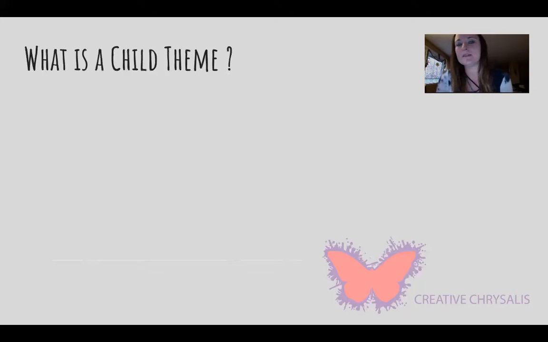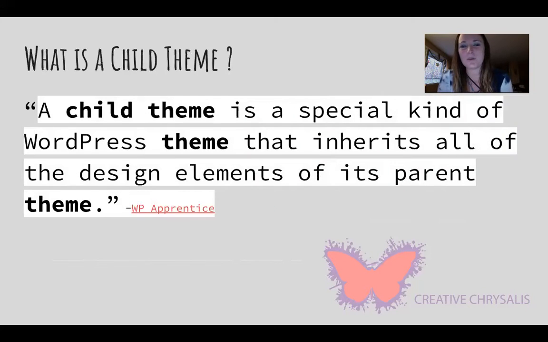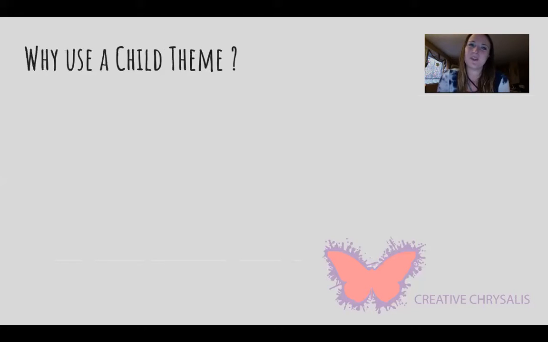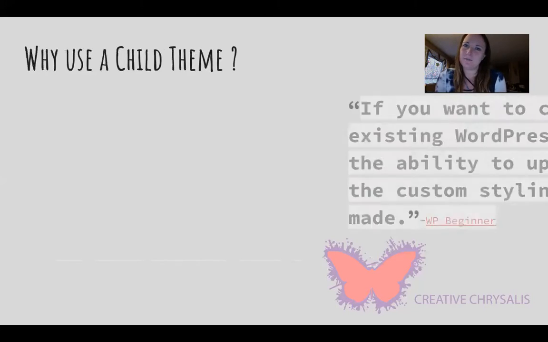So first of all, what is a child theme? Well, in WordPress, according to WP Apprentice, a child theme is a special kind of WordPress theme that inherits all of the design elements of its parent theme. Why do we want to use a child theme?